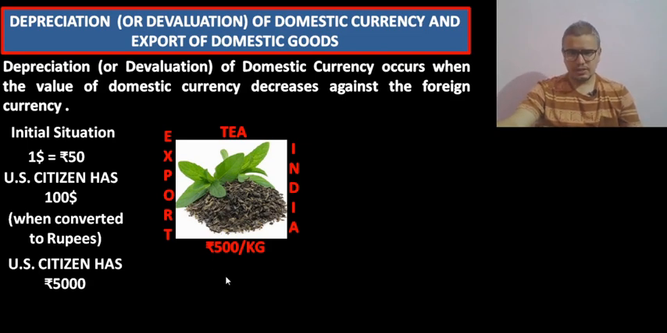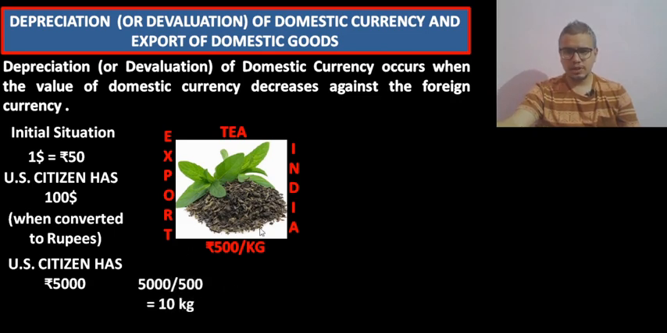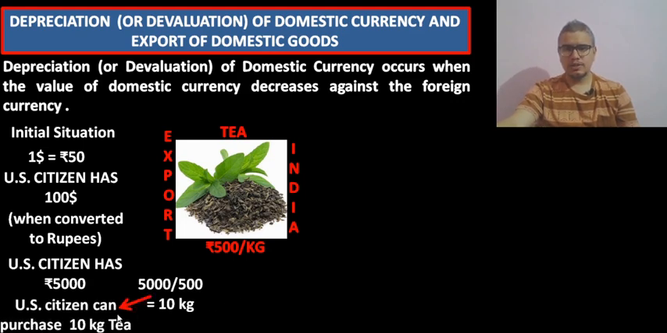Let us further assume that this US citizen spends his entire amount, that is rupees 5,000, on purchasing tea from India. Then how many kilograms of tea will he be able to purchase? It will be 5,000 divided by 500, that is 10 kg. Thus the US citizen can purchase 10 kg of tea at this exchange rate and at this price level.